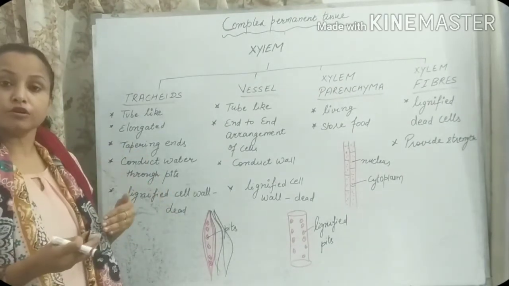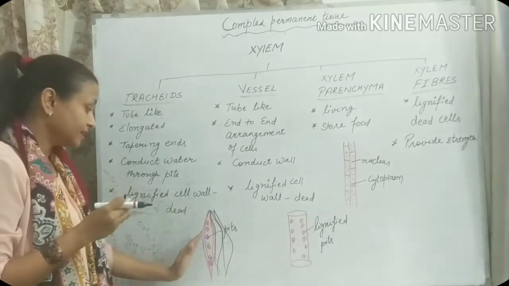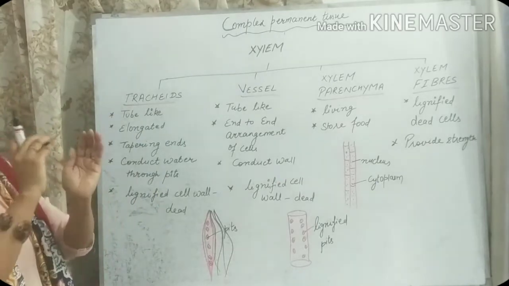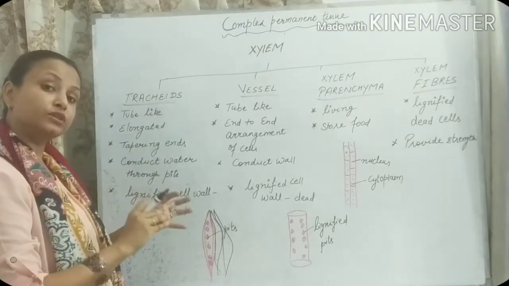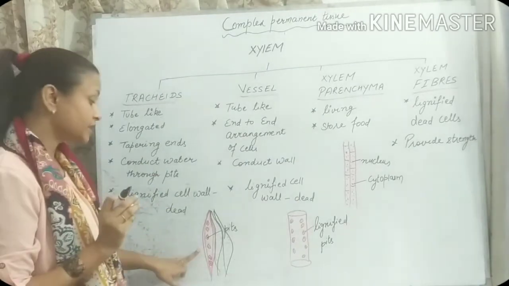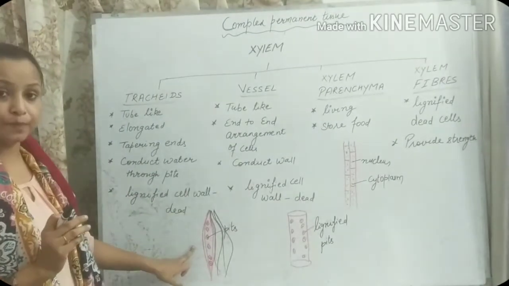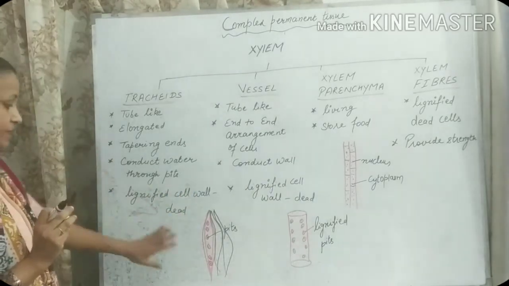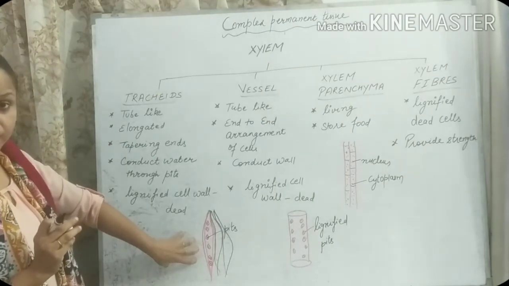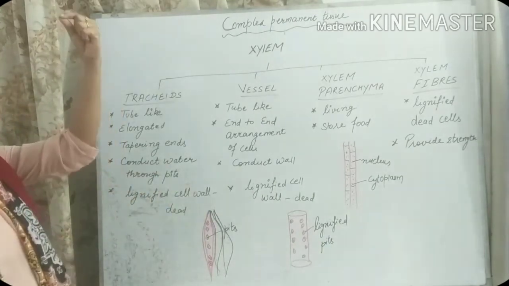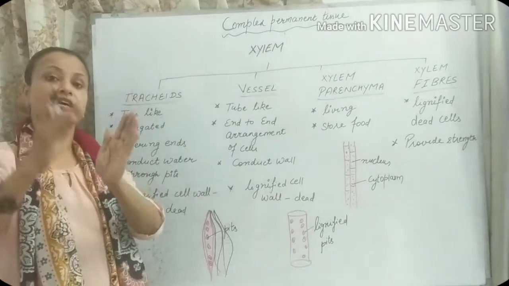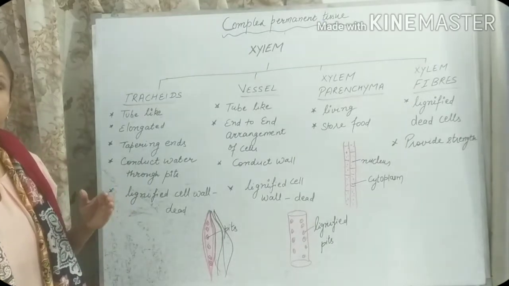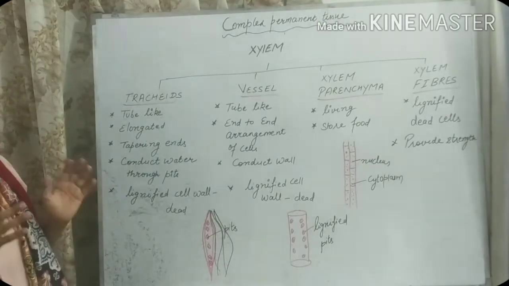So what is the function of these holes or these pits? They carry the water from one tracheid to another tracheid. They transfer the water from one tracheid to another tracheid. So how does conduction happen in the tracheid? Conduction happens through the lignified pits. Okay. So this is about the tracheids. The tracheids are tube-like, they are elongated, but they have tapering ends. They are generally arranged side by side, and the water conduction is done through the pits which are present in the side wall of the tracheids.